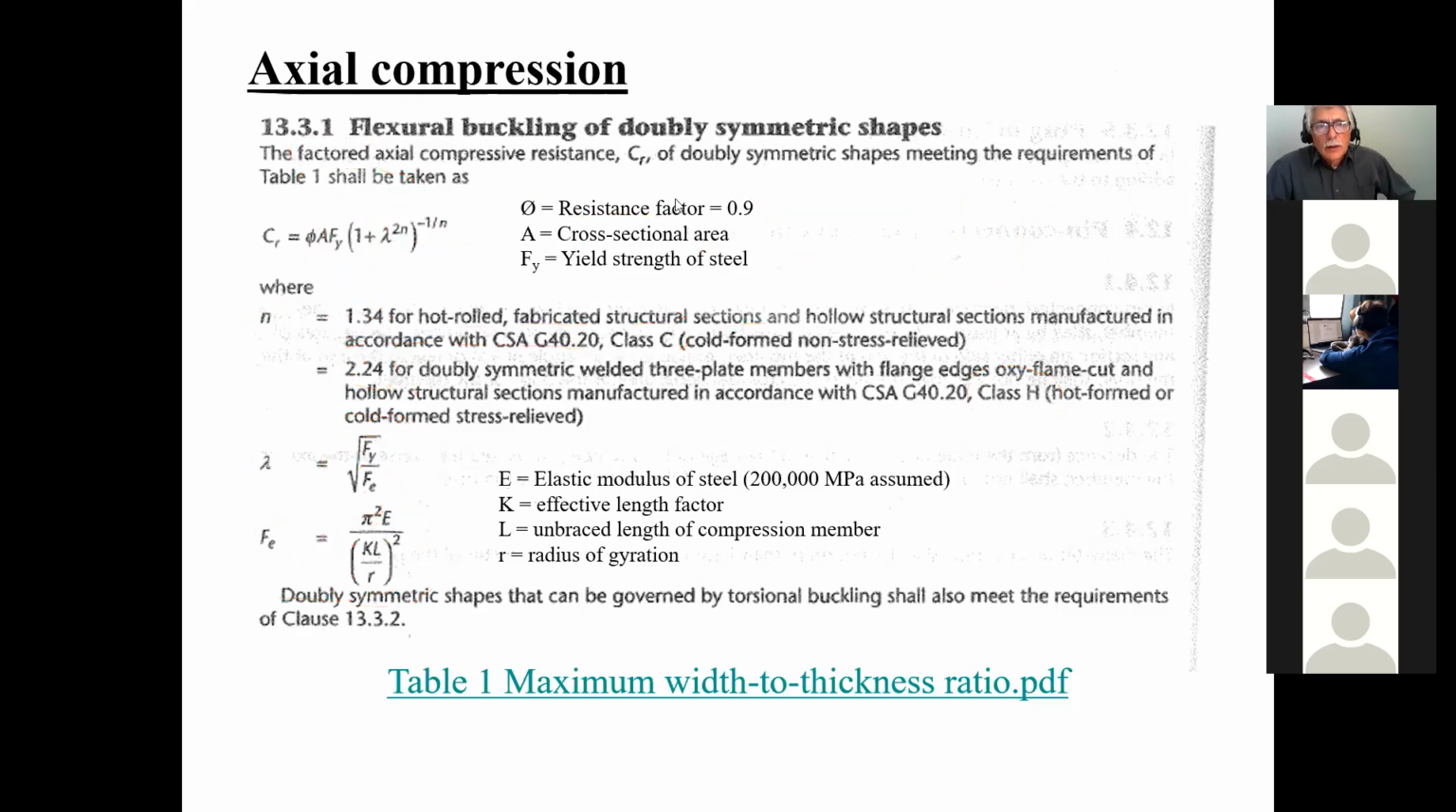Now, to go back to what we were saying here, Table 1. Table 1 is very similar to what we did when we decided a class 1, class 2, class 3 section, but that was for bending. This is for pure axial compression. So therefore, the table is slightly different. So this here, you'll see that it looks very familiar.